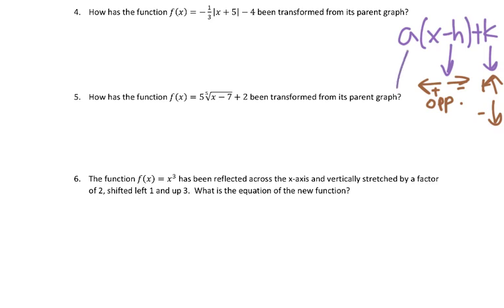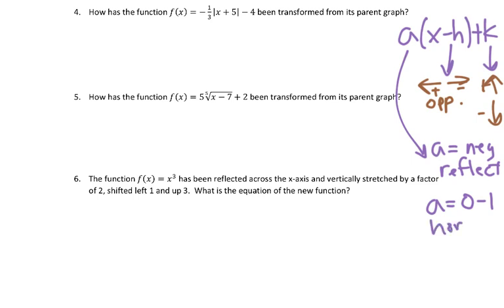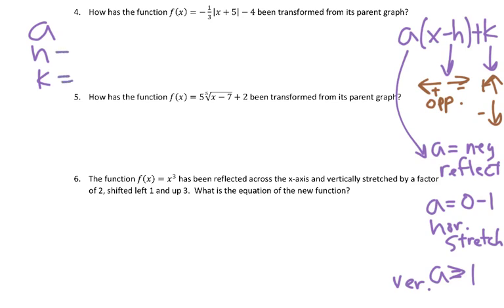Now a, that's the tricky one, right? A affects a few things. If a is negative, it's going to reflect it. Okay? If a is between 0 and 1, positive or negative, it's going to do a horizontal stretch. And if a is bigger than 1 or smaller than negative 1, it's going to be a vertical stretch. Okay? So first thing to do, figure out what a, h, and k are.